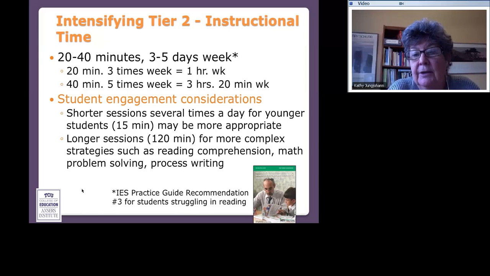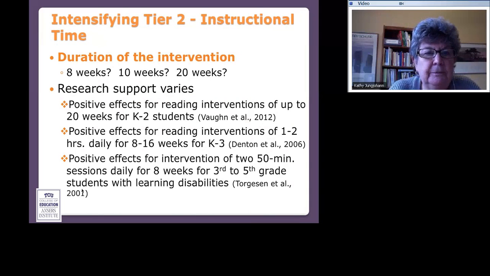Whereas you can consider longer sessions for more complex strategies, such as teaching reading comprehension, math problem solving, process writing, and if you use a longer session, you may do 2 60-minute sessions to teach those kinds of more complex skills. Oftentimes at the middle school level, that would be an additional instructional period.